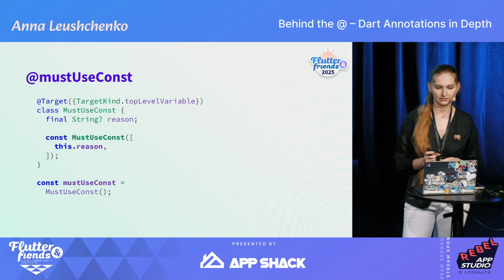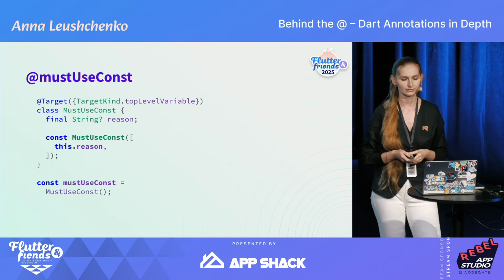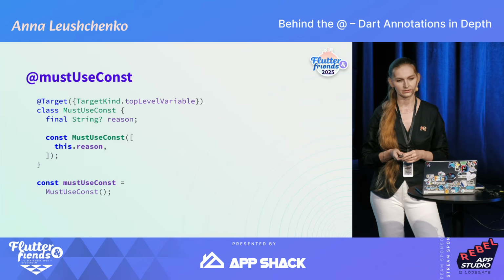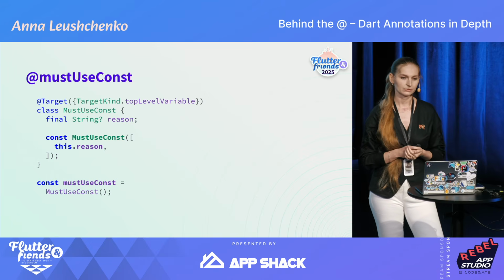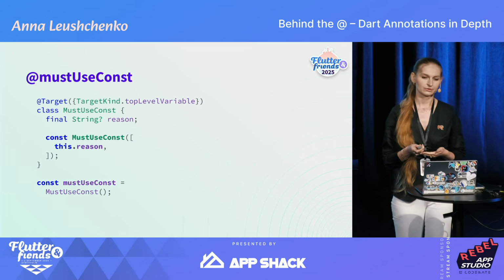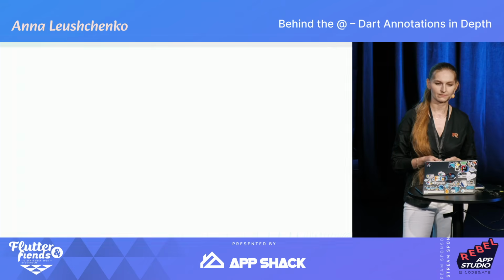Let's start with its declaration. Here we have a Dart class called MustUseConst with a const constructor and a const instance of such a class. Also notice a target annotation above this class. It indicates what type of code elements can be annotated. In our case, it's a top-level variable. So it will automatically produce a warning if something unexpected is annotated instead.